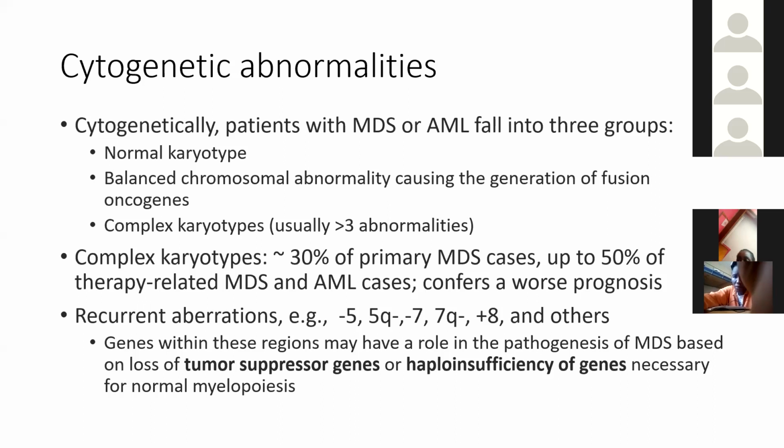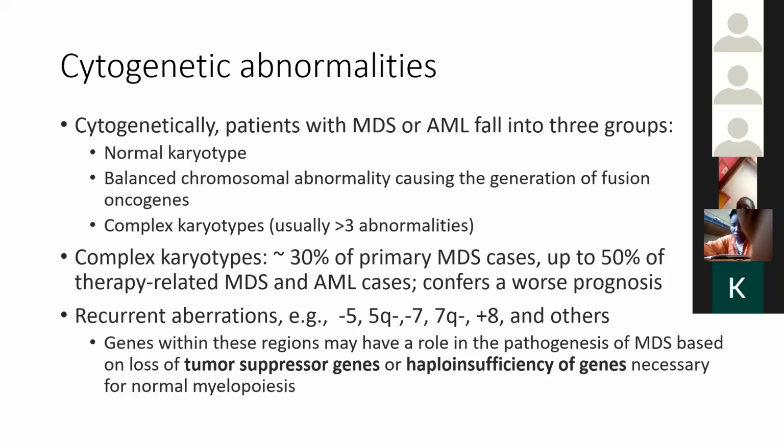And it is postulated that the genes that are affected in these abnormalities have a role in the pathogenesis of MDS. And the genes that are involved may be due to loss of tumor suppressor genes. So for example, loss of part of chromosome 5 or a whole chromosome 5, you may be losing a tumor suppressor gene in that material that is lost.